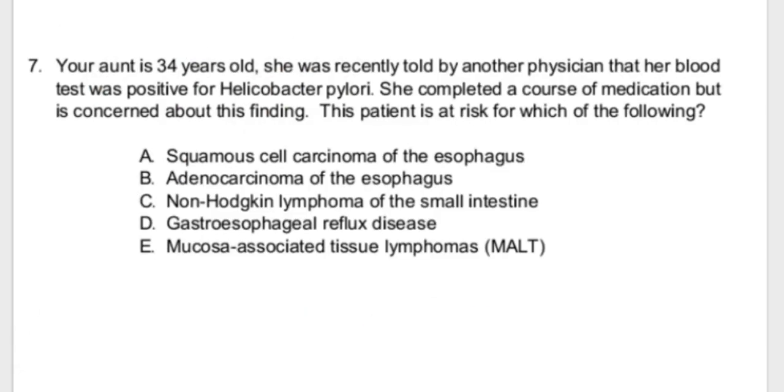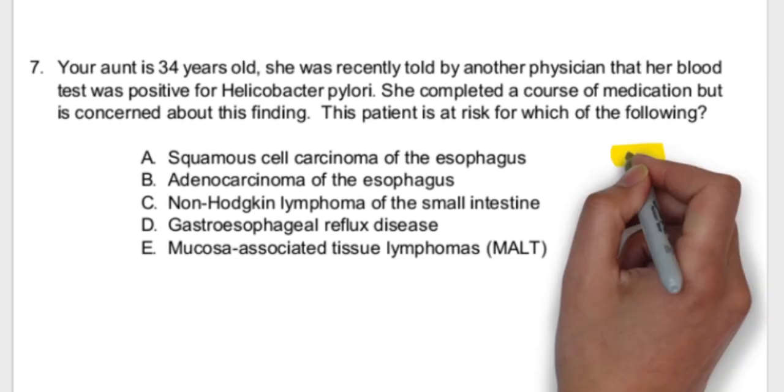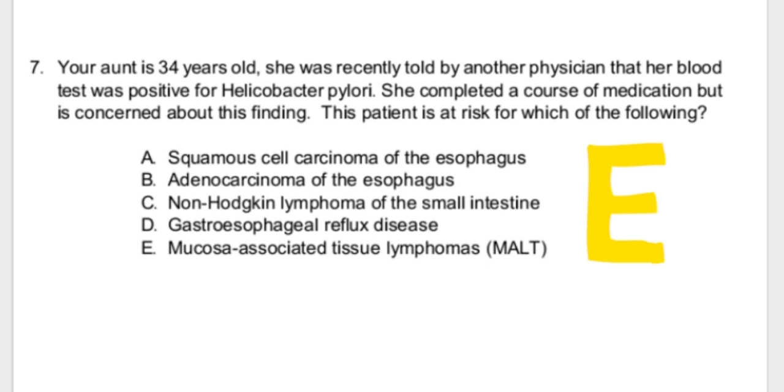Question number 7. Your aunt is 34 years old. She was recently told by another physician that her blood test was positive for Helicobacter pylori. She completed a course of medication but is concerned about this finding. This patient is at risk of which of the following? The answer is E. Mucosa-associated lymphoid tissue lymphomas. This condition occurs when H. pylori is in the blood.